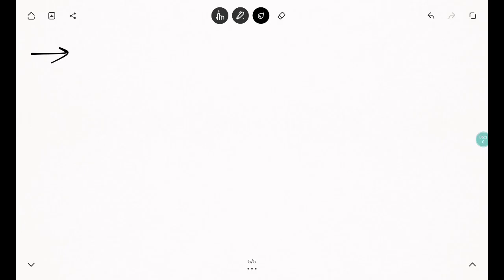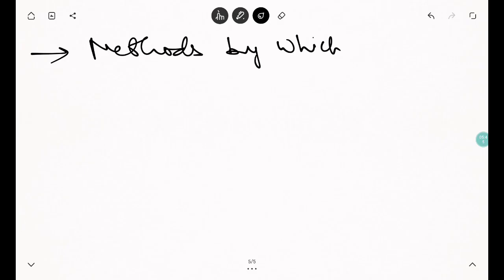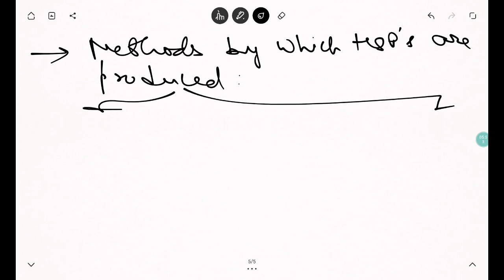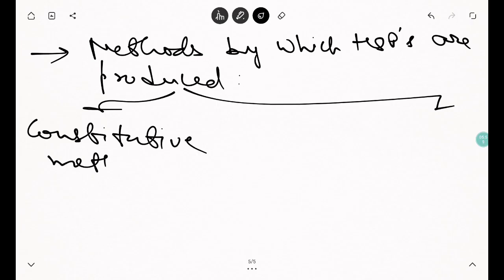Now we'll look at the methods by which HSPs are produced and types of HSPs. So what are the methods? There are two methods. First is the constitutive method, or it is also called physical makeup of the cell, sorry, not genetic. Constitutive method. And second is under stress conditions.